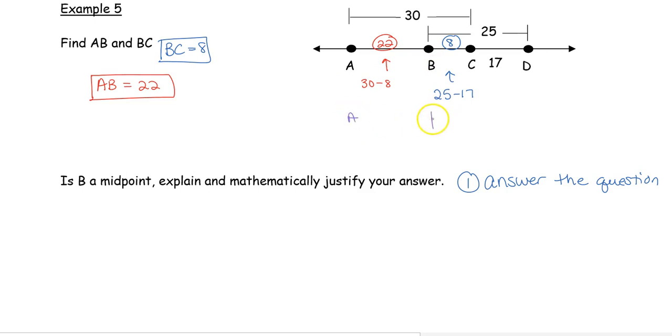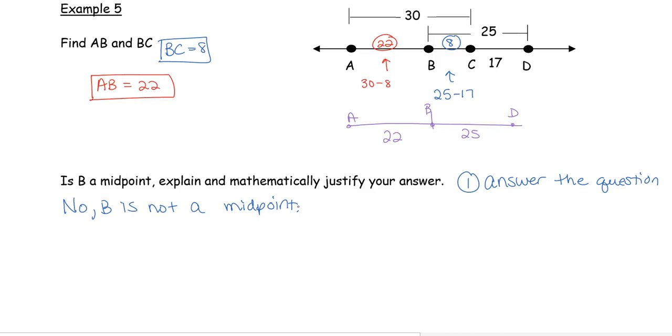So from A to B, does that cut it in half? A to B is 22. Now I need to find from B to D. From B to D, this is 25. So our answer here is no. B is not a midpoint. So the first thing you've got to do is actually answer that question. It seems so obvious, but that's one thing that we often overlook as we get into the explanation part before we actually answer.